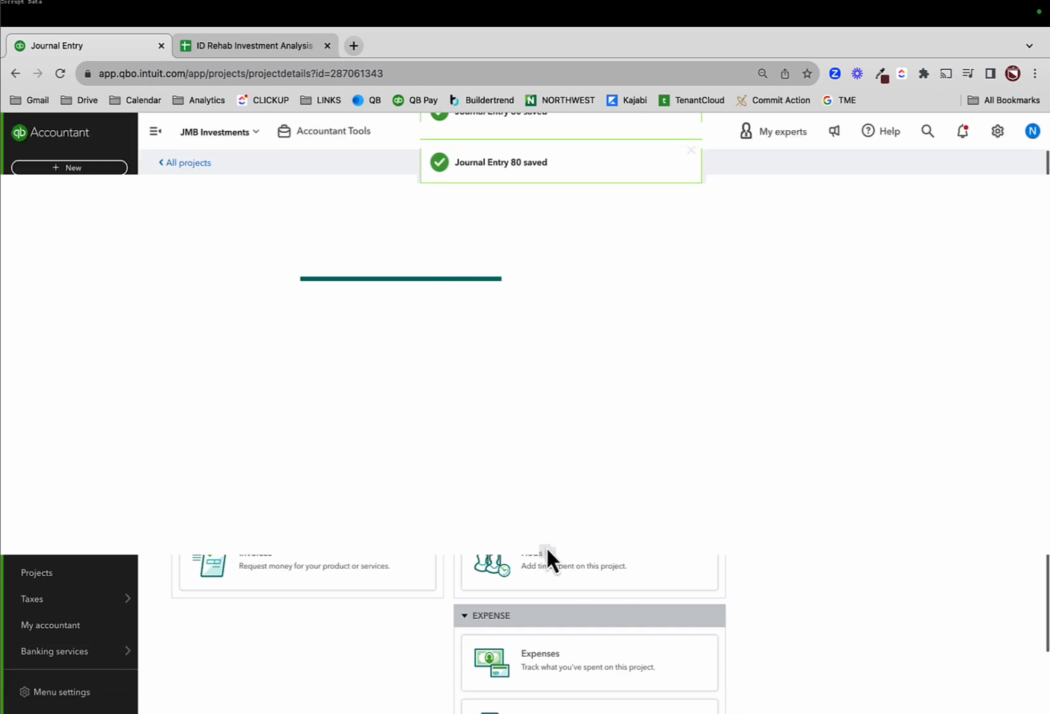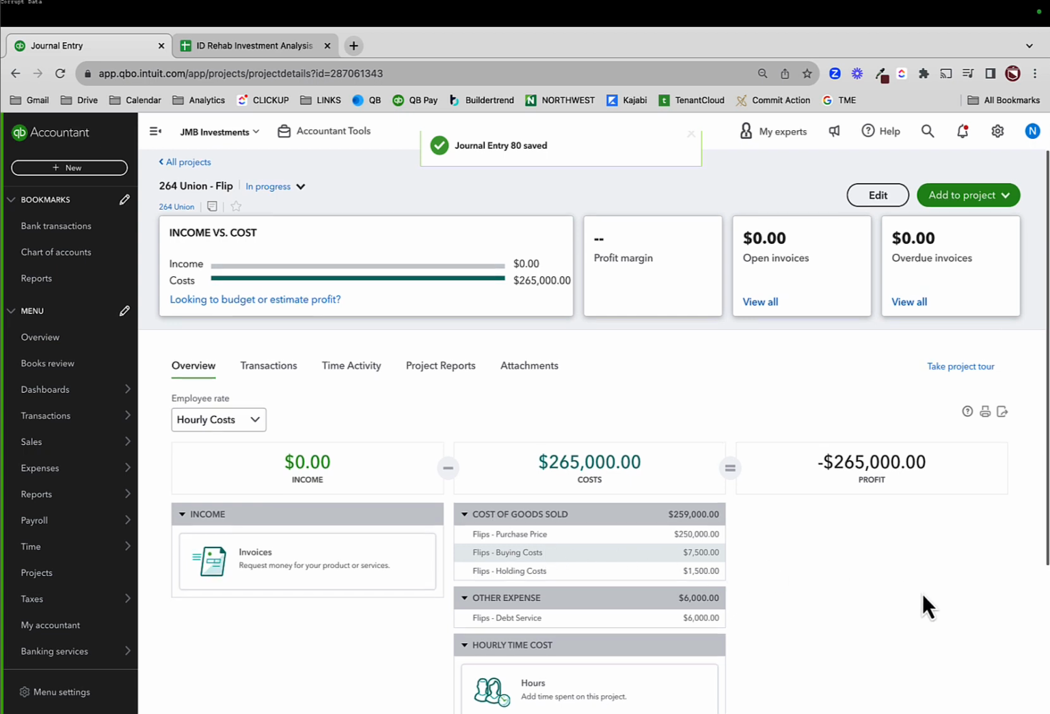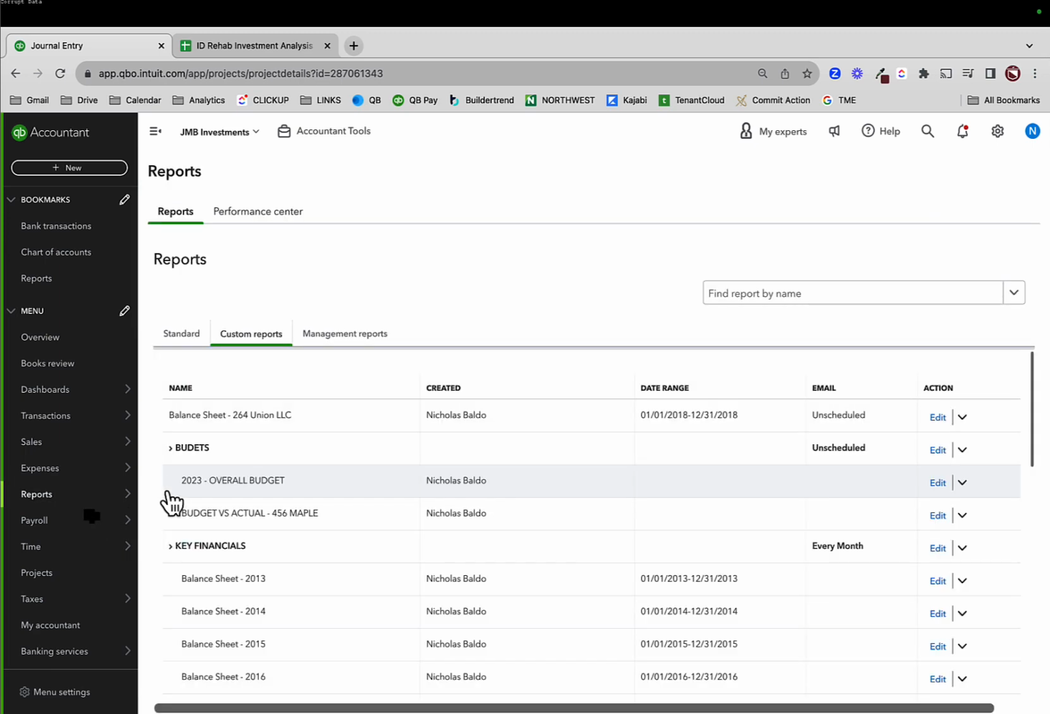So actually, I was on the projects portal to start, and you can see it populated already. So I have all of the money I spent so far, the purchase price, the buying costs, the holding costs are all showing up here, and my debt service shows down here. Okay, I'm going to come back to this in a second. Let's go back to the balance sheet.